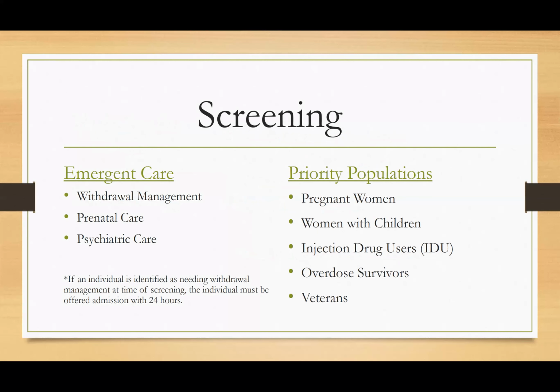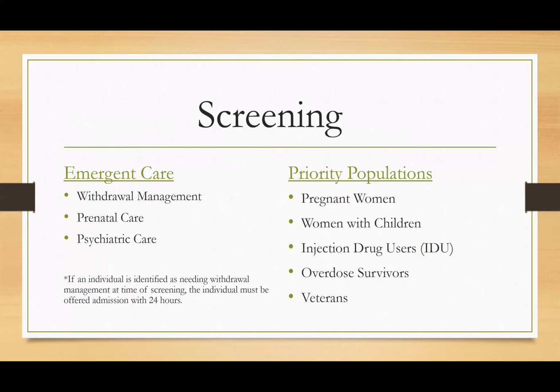So we discussed emergent care needs. When we discussed emergent care, there are three components to it. Withdrawal management, which most people would commonly refer to as a need to detox. There are two ways you could detox. You could actually detox to a drug and alcohol detox facility, or you can begin a medically assisted treatment program.